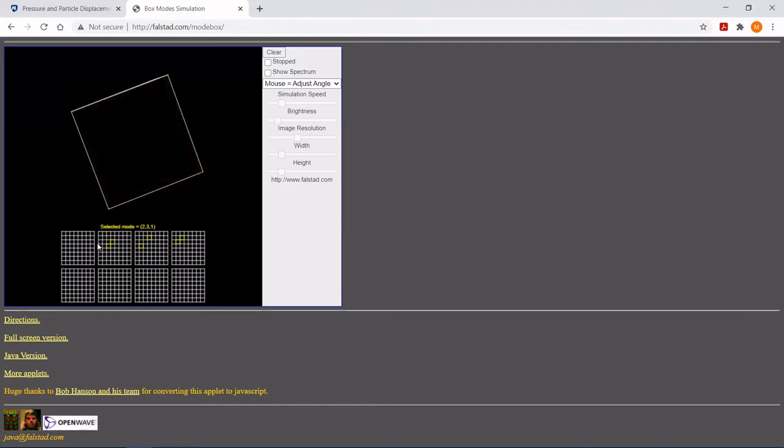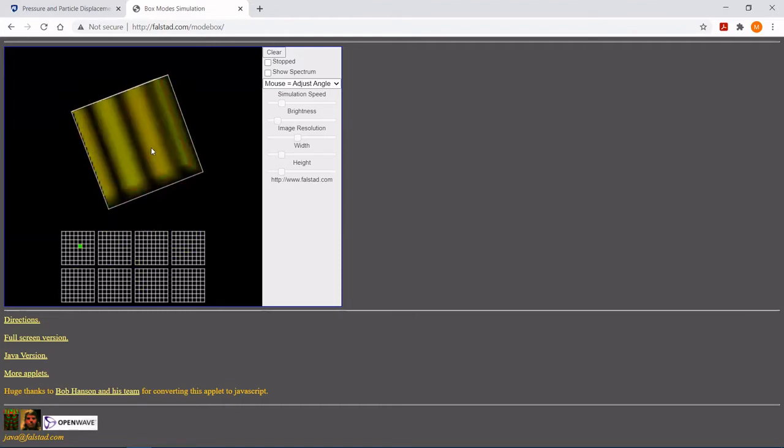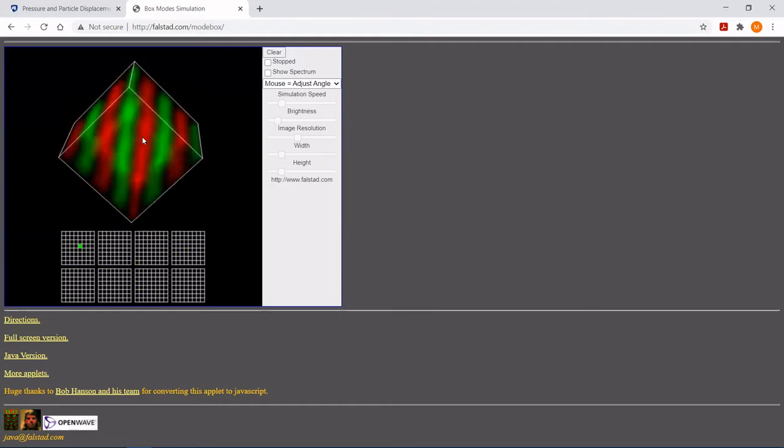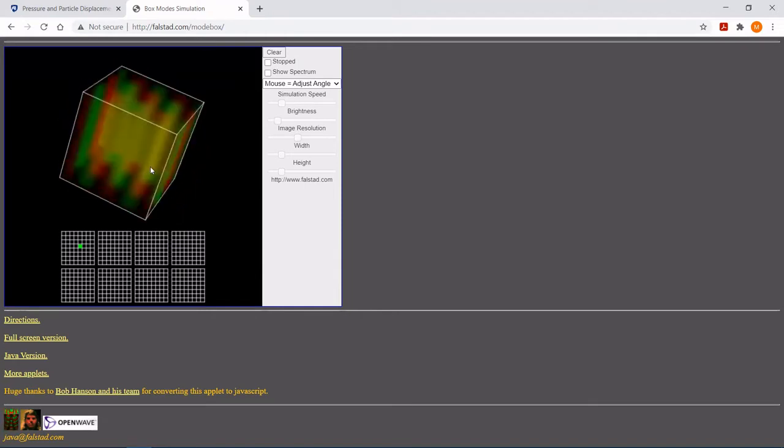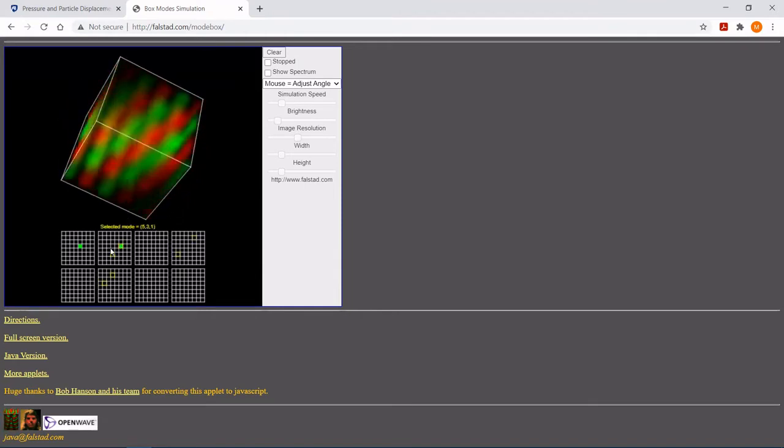If I uncheck that mode, let me try a different one because that was a little crazy. Okay, so the structure of these modes is obviously more complicated now that we've moved to 3 dimensions. Now what happens if I just check several of these?